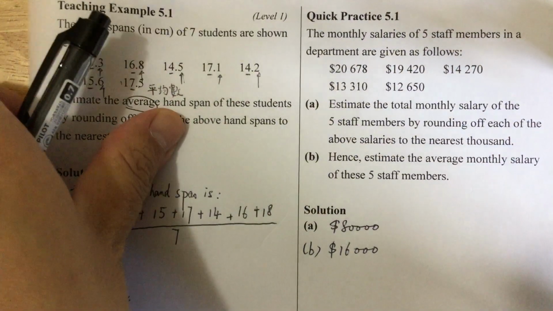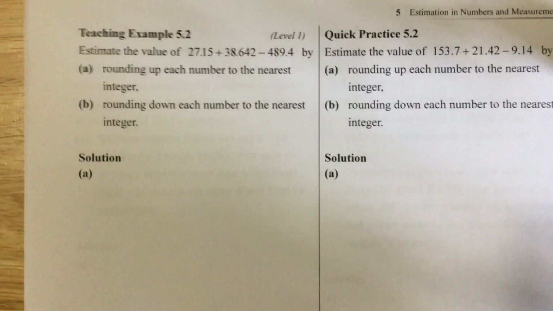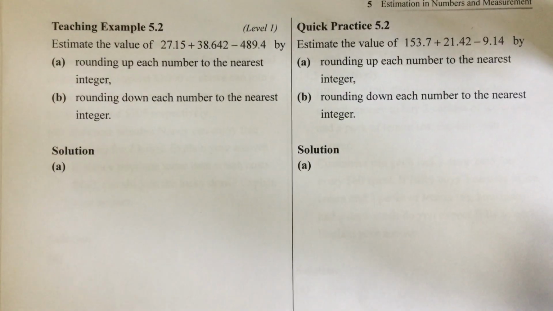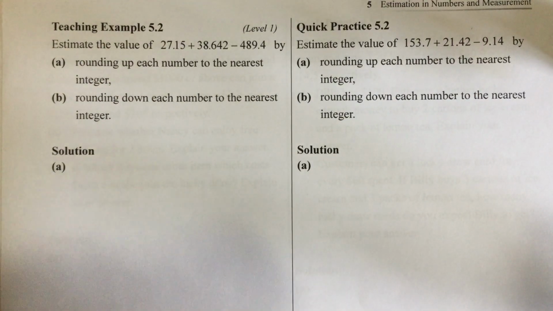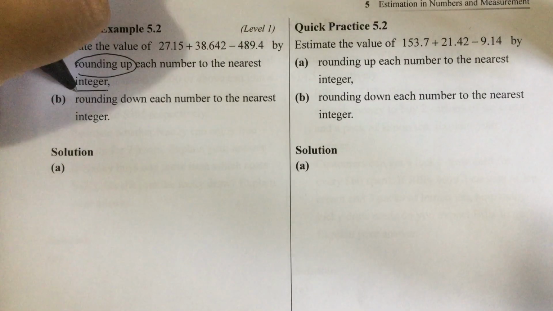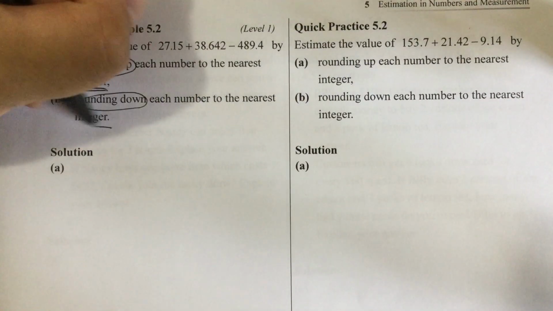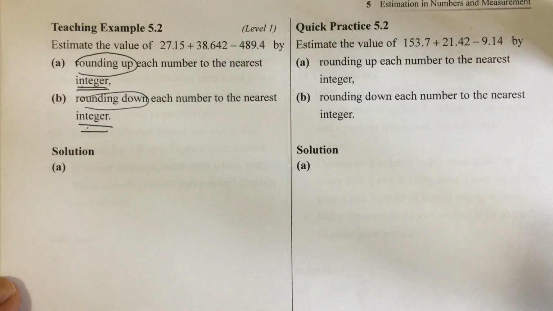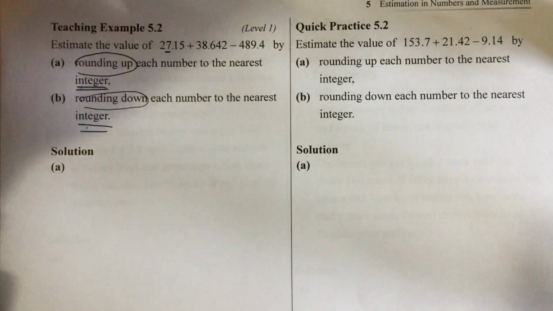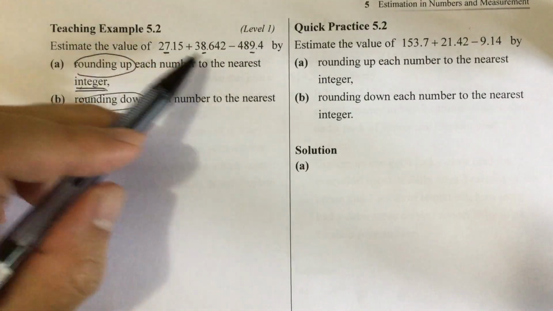Okay, now we will go to the teaching example 5.2. For part A, you are going to estimate the value of 27.15 plus 38.642 minus 489.4 by rounding up for part A, 高估 the number to the nearest integer. For part B, you're going to round down to the nearest integer once again. Okay, now let's do the question. For part A, you are going to consider the integer. That means the 7, 8, and 9.